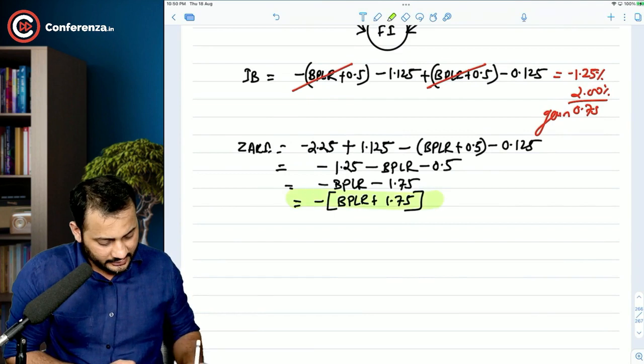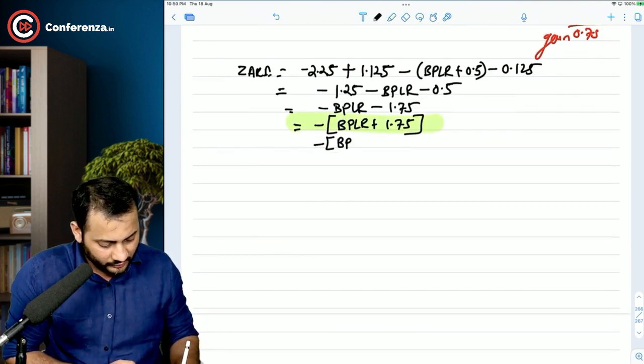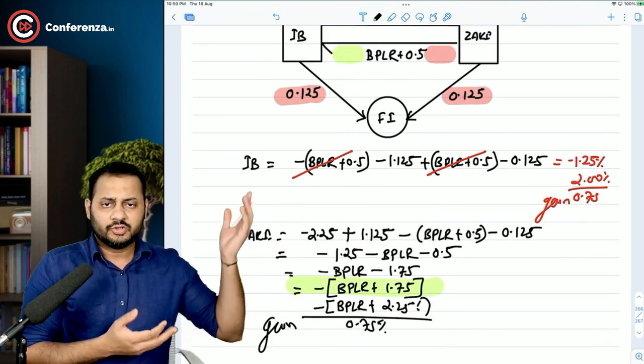You can clearly see that if we would have directly gone to the bank, it would have cost us BPLR plus 2.25%. So again we are at a gain of 0.75. So gain to both the parties.